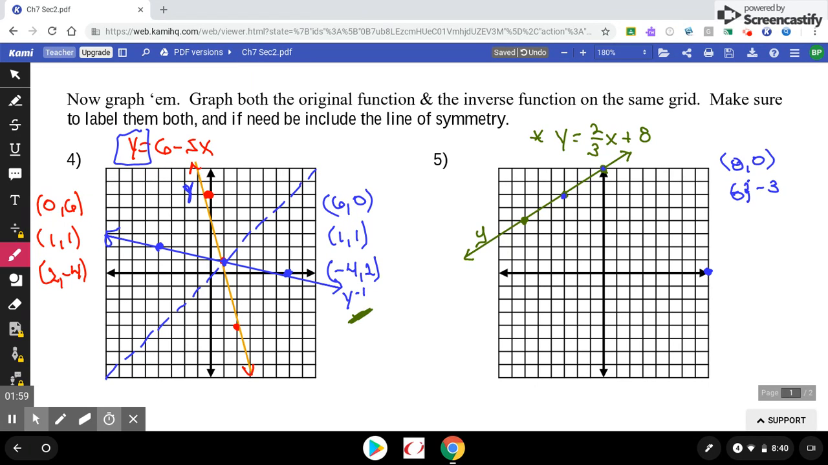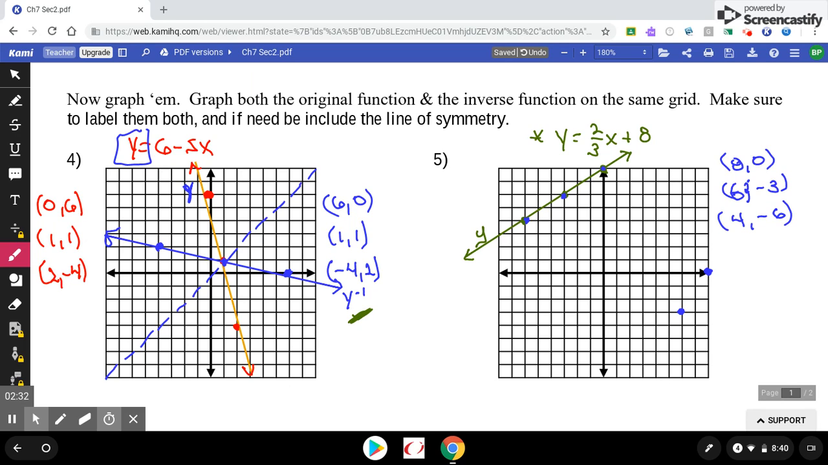So 1, 2, 3, 4, 5, 6, negative 3. And if I know that this set of coordinates clear over here is negative 6, 4, I'm going to go 4, negative 6. I'm going to flip those guys around. And it's that easy. If you're good at graphing y equals mx plus b lines, which you should be by now, then can you write down a set of coordinates and flip them? And if you can, then you can graph an inverse graph.